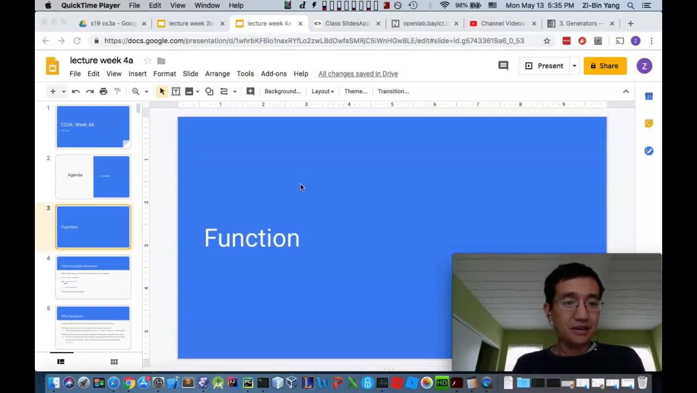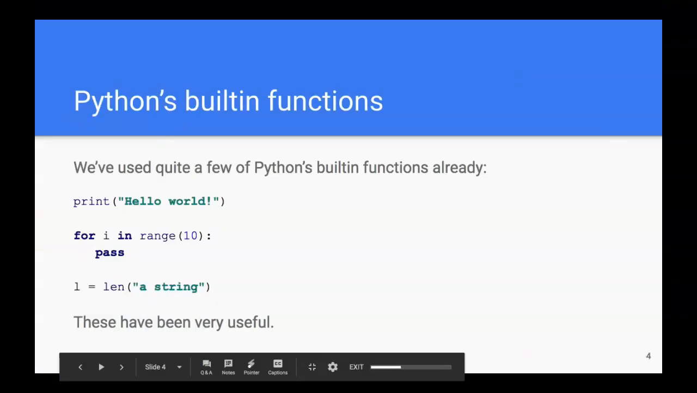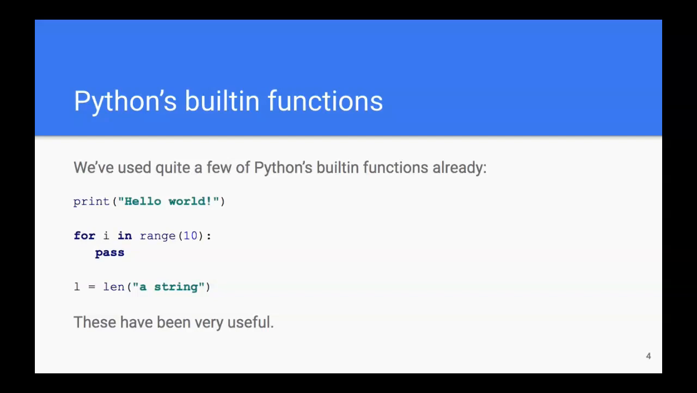Hi, we are going to be talking about functions in this video, or at least the very basics of functions. We have already seen functions. We've used quite a few of Python's built-in functions, such as print, range, and length. These have been very helpful in programs that we've written so far, right? Our very first program used print to do the very basic stuff, and range, we have been using it in the for loop and so on.